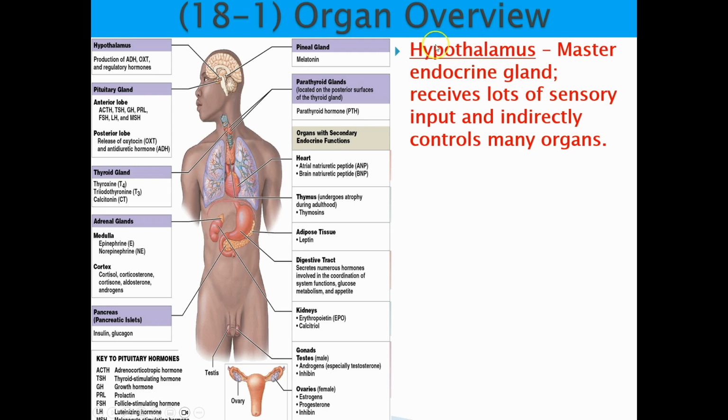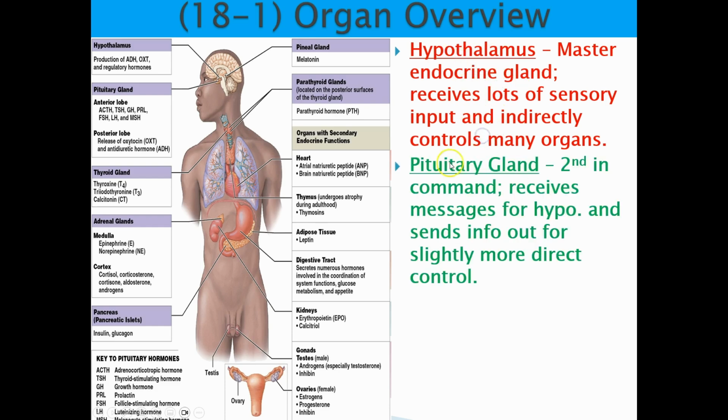This one's a little bit hard to get into without fully seeing its function, so let's move on. Just understand the hypothalamus really communicates with the pituitary gland, and as you can see, the pituitary gland is second in command, or you can almost think of it as the vice president. It's going to receive messages from the hypothalamus. This is me shorthanding hypothalamus here. So it's going to receive a lot of hormones from the hypothalamus, and then it sends out information for slightly more direct control. So again, these organs are super important.